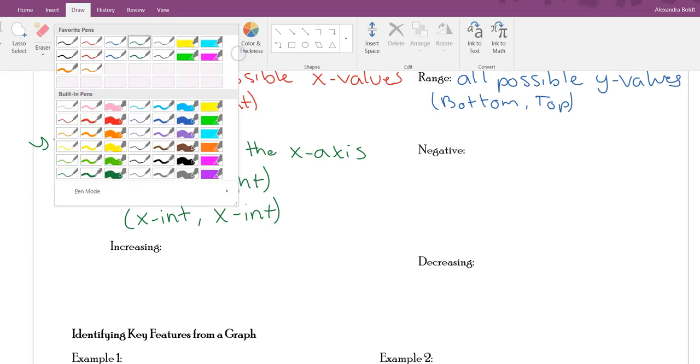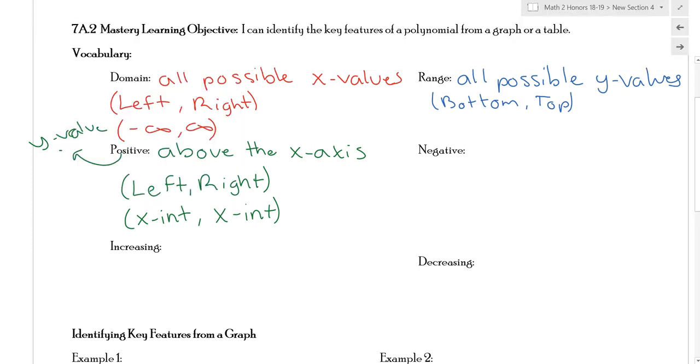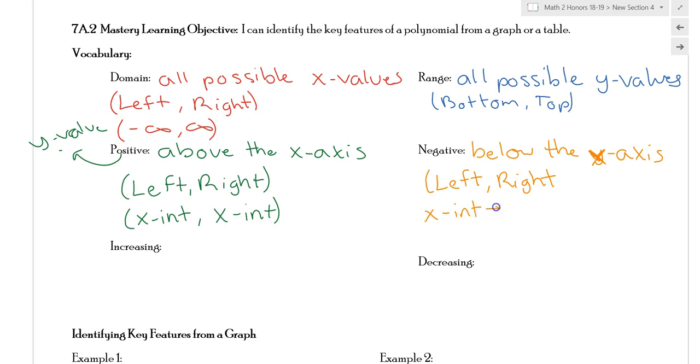Alright, our next thing we have is our negative. Very similar, it's below the x-axis. Or, sorry, the y values are negative, so below the x-axis. And same thing, goes left to right. And again, that's going to be an x-intercept to an x-intercept.